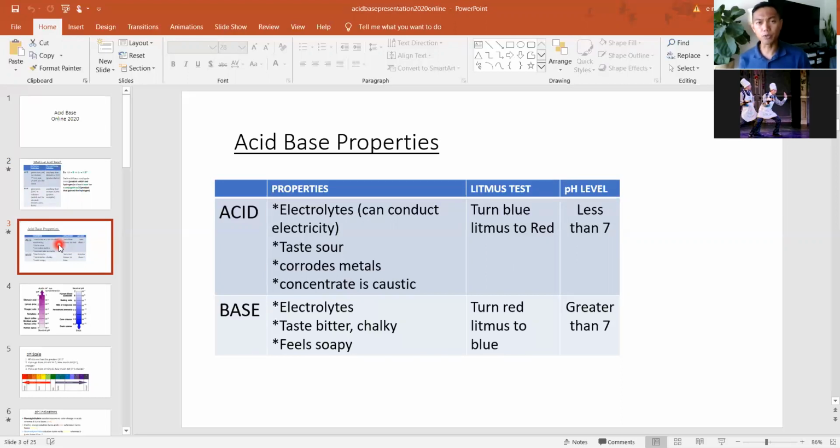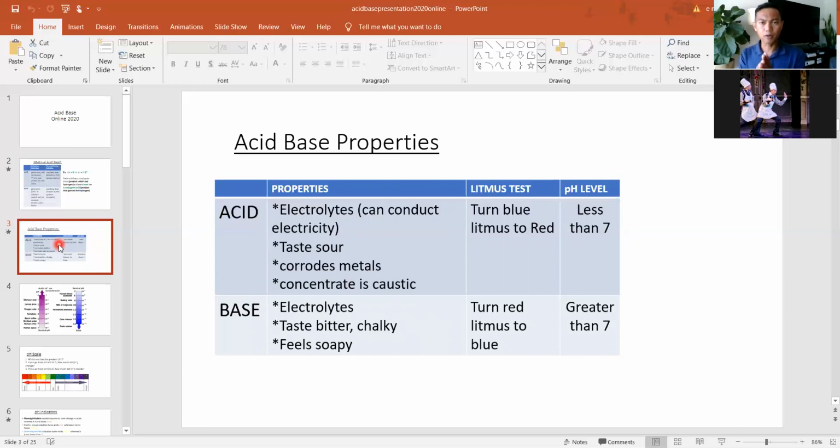With regards to the ones we use in our household, they tend to be used for cleaning. So cleaning detergents or soap that you have in your bathroom has a component that's basic. Sometimes when they say something is basic, they also describe it as alkaline. So you might hear me describe things that are bases as alkaline substances.